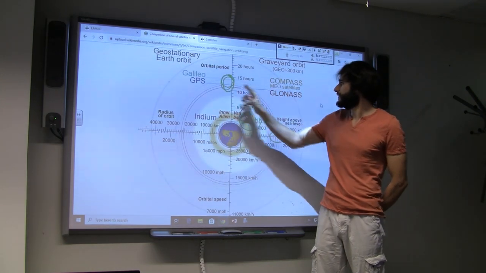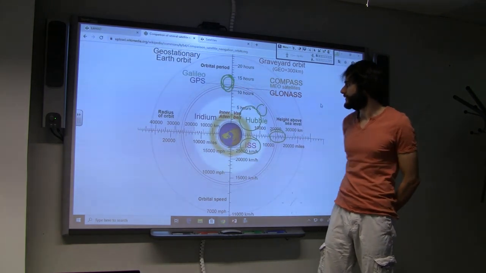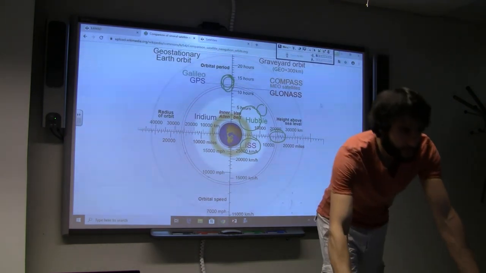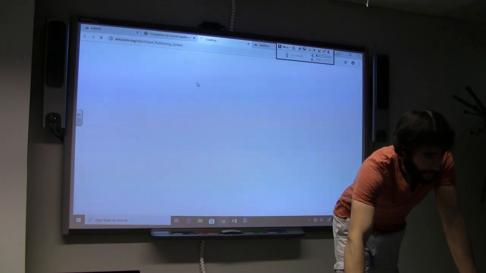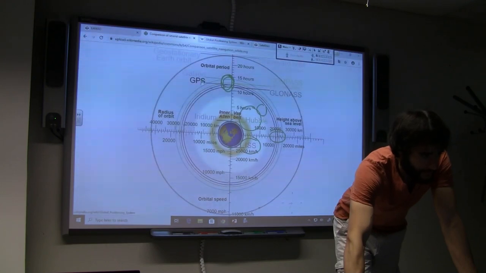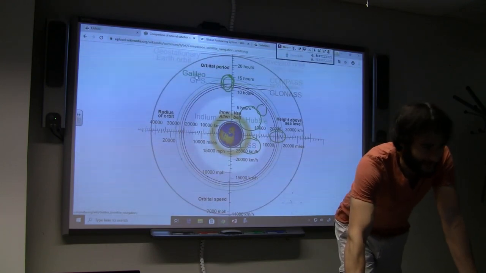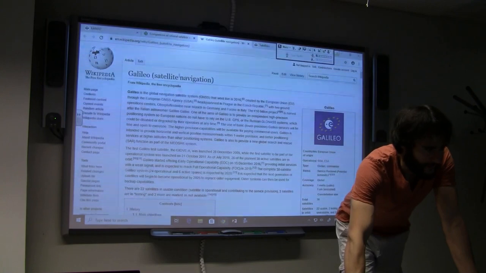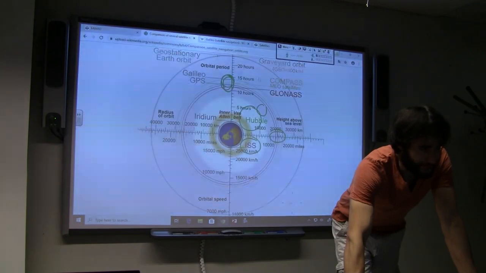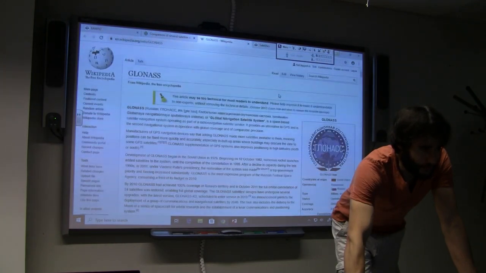And all of these things, I believe, are satellites for positioning. So we have the GPS that you hear quite often about. They are actually links that you can click. This Galileo is similar, but from the European Union. This GLONASS, I guess, is Russian.